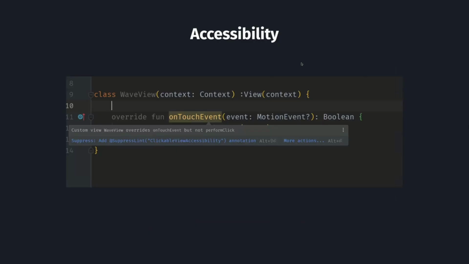And the last category would be accessibility. Again, I'm taking the WebView custom view as an example. Here, I have overridden the onTouch event, but Lint tells me that I should be overriding performClick as well to play well with accessibility. Now, if you take the Lint tooltip, you will notice this part which says suppress, and it adds the SuppressLint annotation with a certain parameter. This parameter is the ID of the particular Lint rule, and we'll be seeing how to define the ID later on.